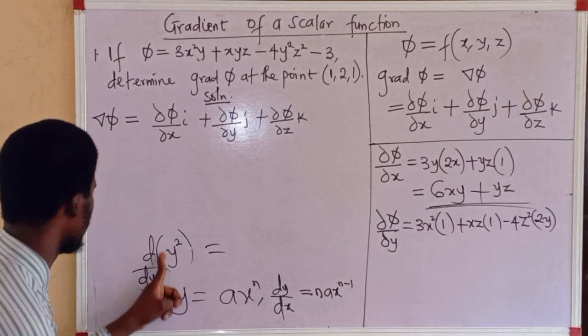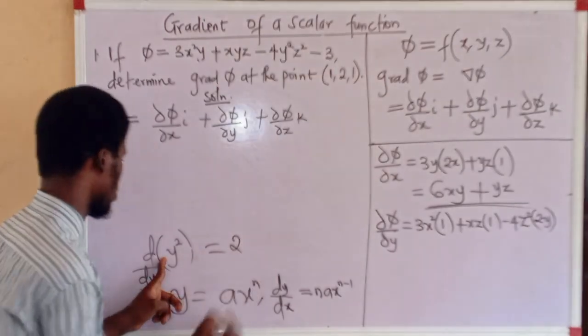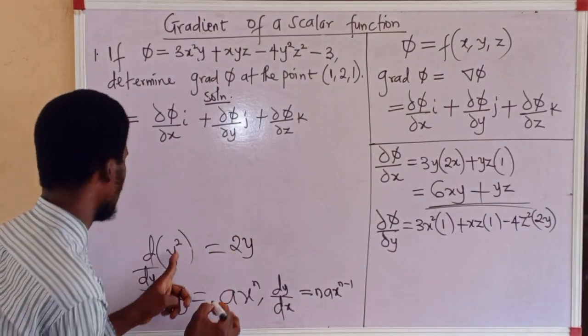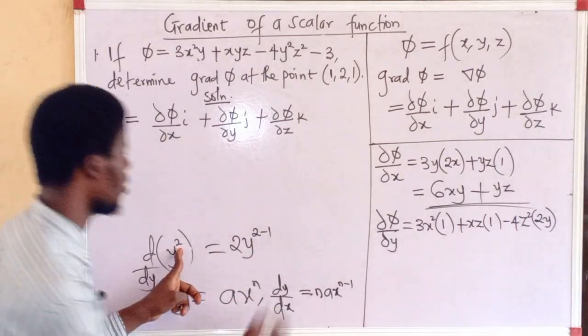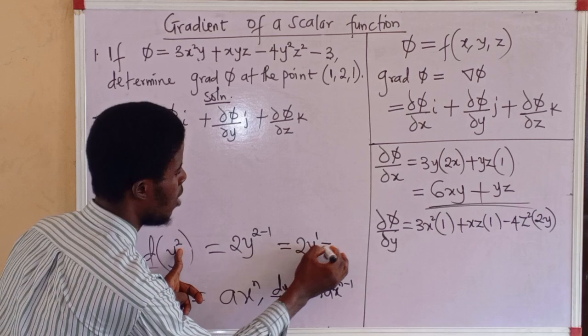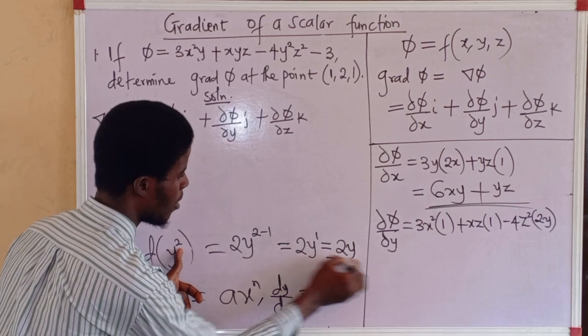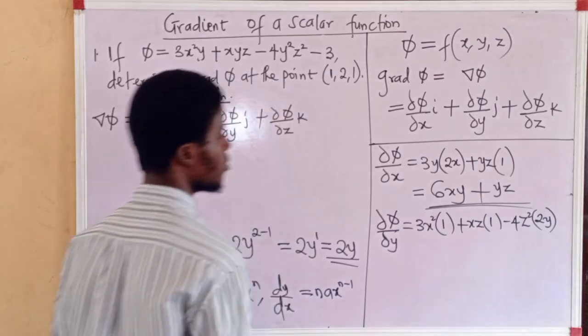2 times the coefficient of y squared here, which is 1. So that is 2 times y to the power of 2 minus 1. Okay, and what would this be? This is 2y raised to the power 1, which is equal to what? 2y. So that is how it is 2y here. All right. So let's go ahead.